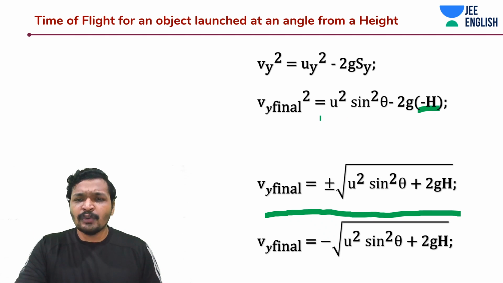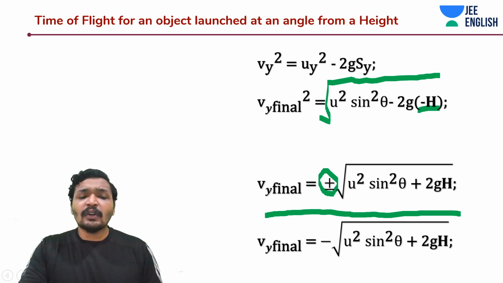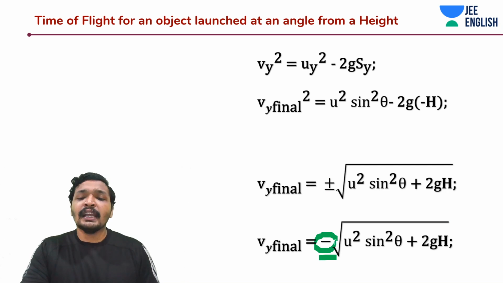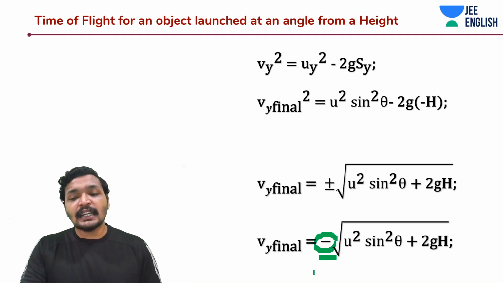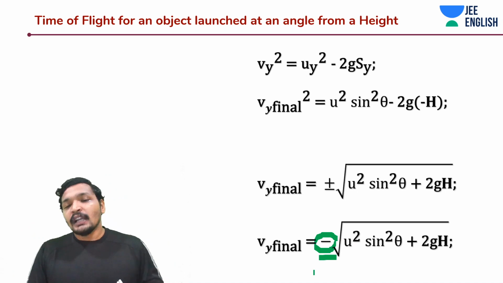Basically taking the root of this equation, nothing else, vy final. So mathematically it is plus or minus. And what about the direction? Direction is negative. The final velocity is in the negative y direction. So it would be minus under root u squared sin squared theta plus 2gh. Really simple, guys. Now I know the final velocity.